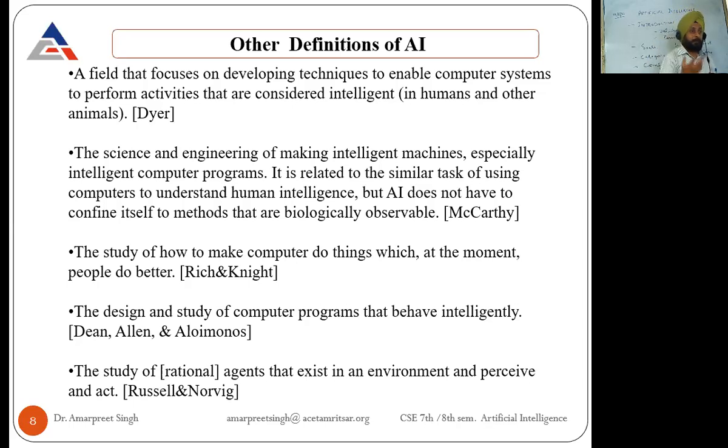So it can be the study of how to make computers do things which at the moment people do better. That was given in the first slide. That definition is given by Richard Knight. The design and study of computer programs that behave intelligently, the study of agents. So we will see what a rational agent is, one that exists in an environment and perceives and acts. These are the definitions given from time to time by different authors.